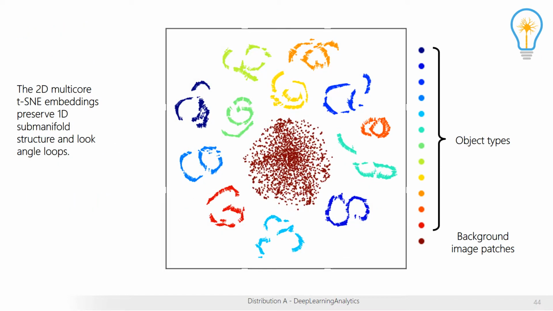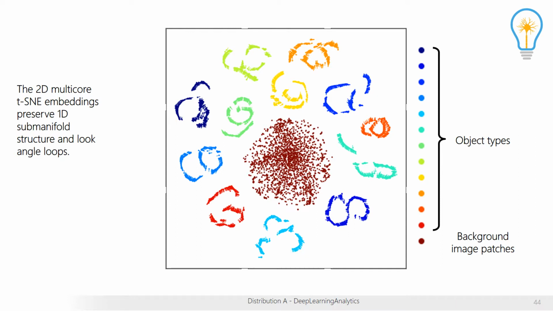Looking at one of the 2D embeddings more closely, we can see that, like the original 3D embedding, the 1D object class submanifolds are still relatively well sorted by look angle, and often form nearly complete look angle loops for each object class.